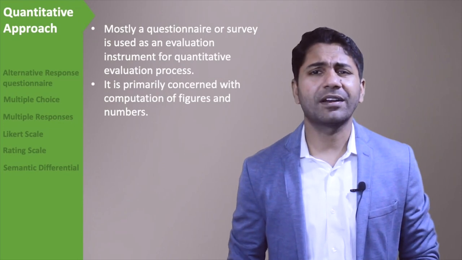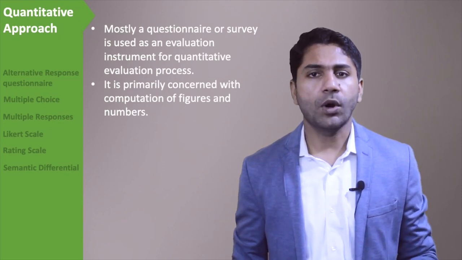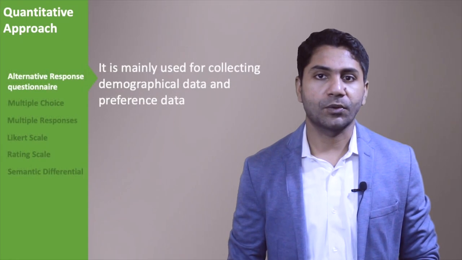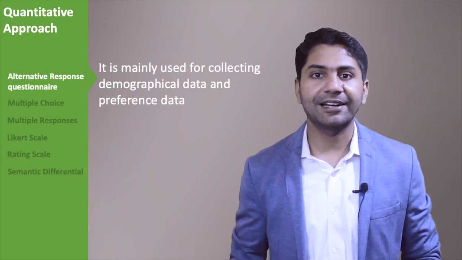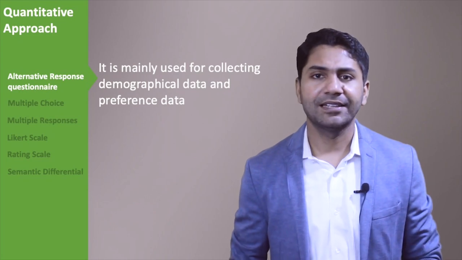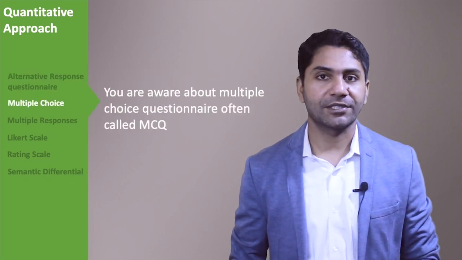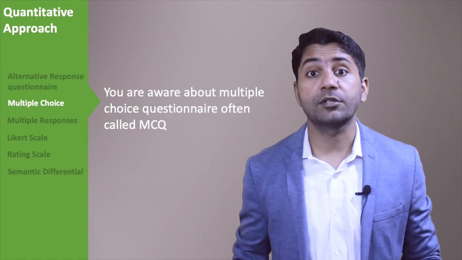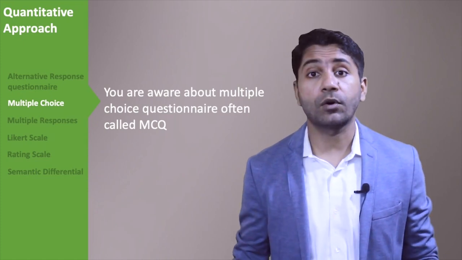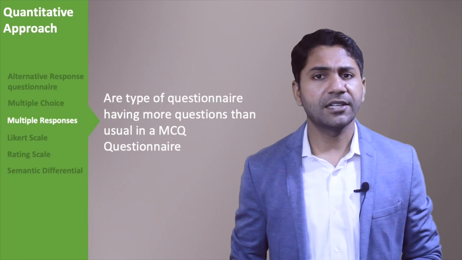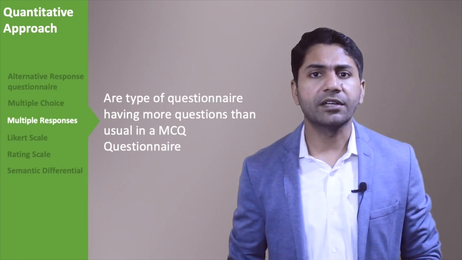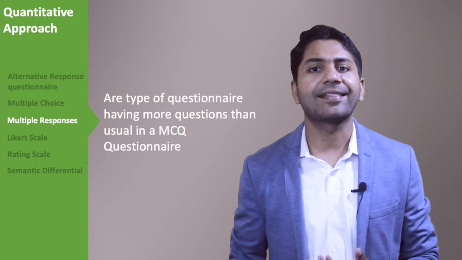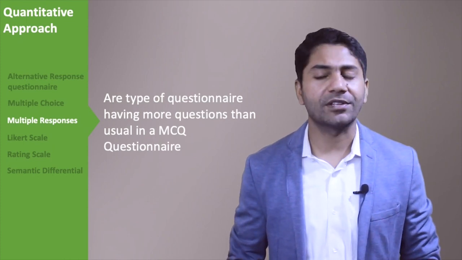Let's see different kinds of questionnaires. Number one is an alternative response questionnaire. It is mainly used for collecting demographic data and preference data. The second one is multiple choice. You are aware of multiple choice questionnaires, often called MCQ. The third one is multiple responses, a type of questionnaire having more answers than usual in an MCQ questionnaire.